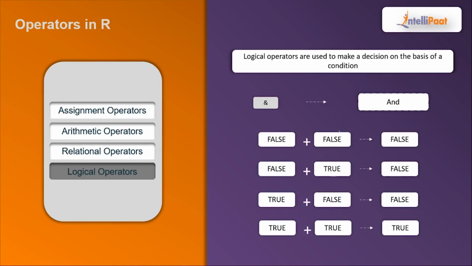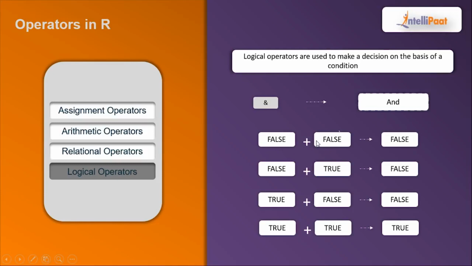And then we have the logical operators. So the logical operators are basically used to make a decision on the basis of a condition. And the two most majorly used logical operators are the AND operator and the OR operator. So this is the AND operator. So let's have a look at this table to understand how the AND operator works.